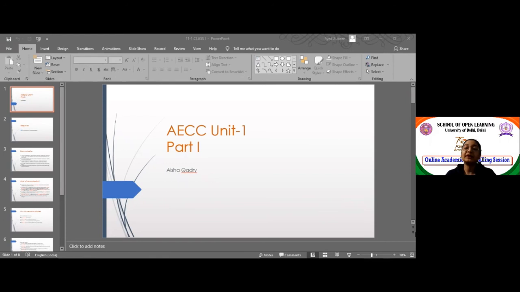So the SOL material for this particular paper, AECC, is there on the SOL website. If there are any questions or issues, of course, we can discuss it in class. We can also look it over in the group, right? In the last few classes, I will definitely share more materials if you think that you still have not understood the concept, and we can also discuss the question paper. I will definitely share the material with you. Don't worry about that.